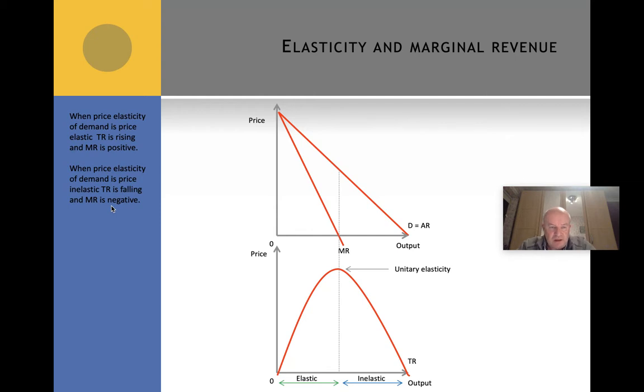If we take a look at that in a bit more detail, we've got elasticity and marginal revenue shown in the graph here. Sorry, I clicked on one too many. In this instance, price elasticity of demand is price elastic, with total revenue rising and marginal revenue positive. But when we get to price inelasticity, total revenue is falling and our marginal revenue is negative.